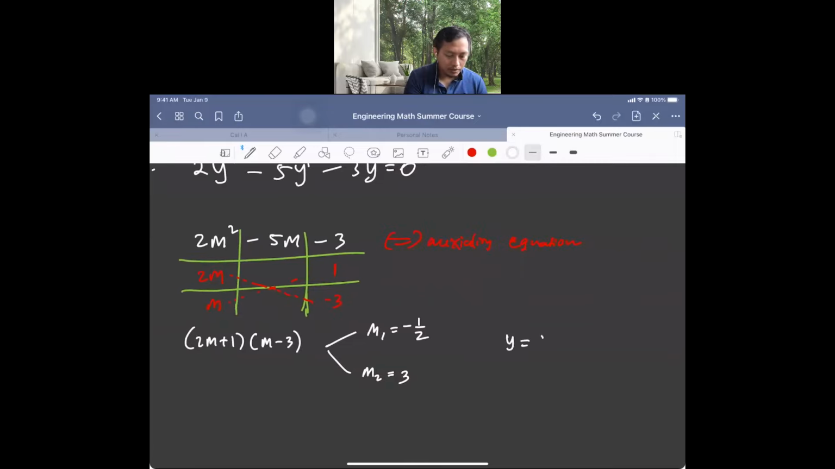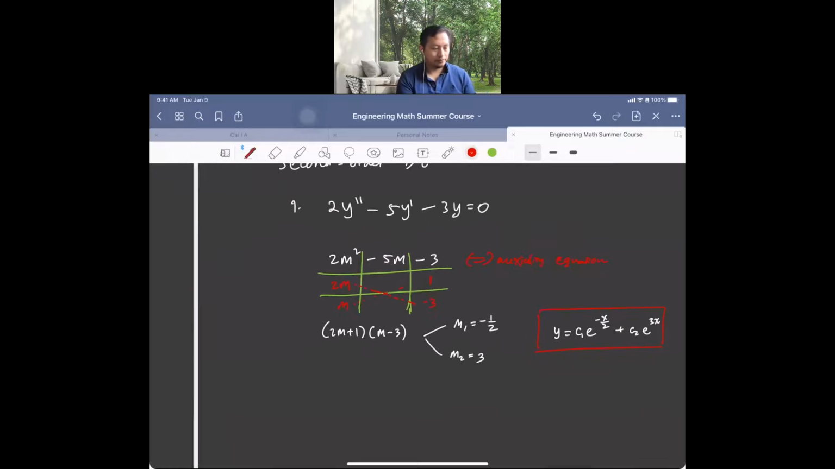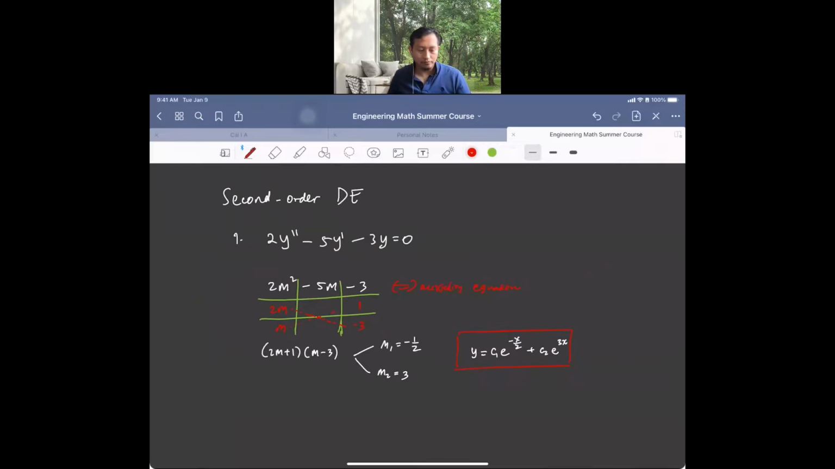Now the general solution: y is c1 e to the -x/2 plus c2 e to the 3x. That's the solution.